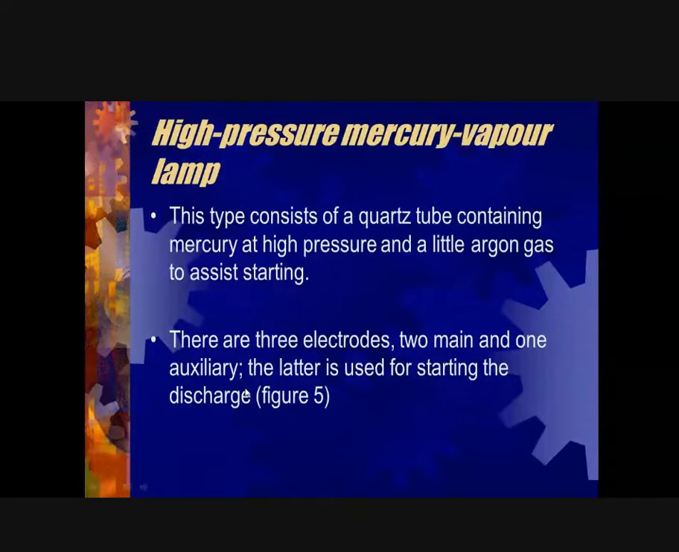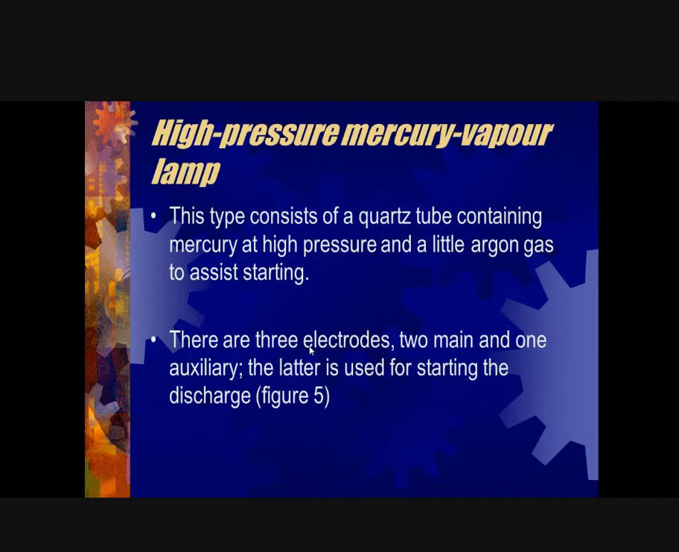Now, the high pressure mercury vapor lamp, right? This type of lamp consists of a quartz tube, a very sturdy quartz, a very sturdy type of containment. This is really to maintain the high pressure that will develop inside the lamp when the gas is ignited, right? In this type of lamp, we use argon gas to start the ignition process, right?